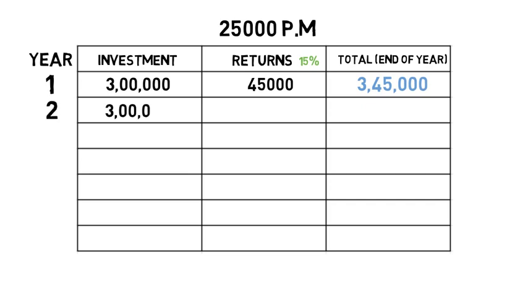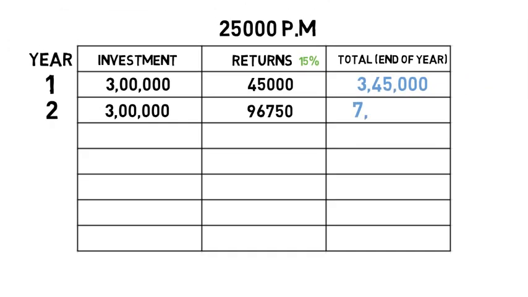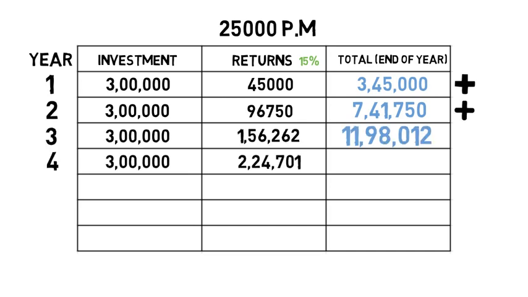Adding another 3 lakhs in the second year. But the profit that we have now is 96,750. Quite confusing, right? That would be 7 lakh 41,750 at the end of the second year. This is because we are adding this 3 lakh 45,000 along with the 3 lakhs that we invested in the second year, which gives us a compounded return of 96,750.